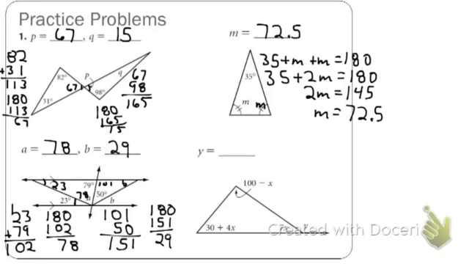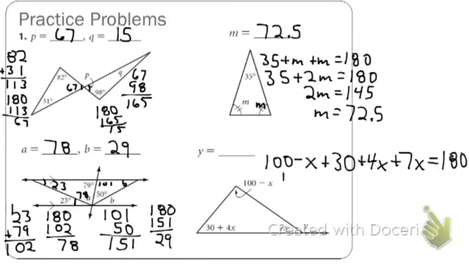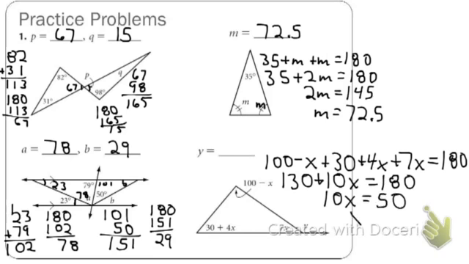Our last one, for the bottom right, we're going to have to solve for x first. So I look at all the x's, they're inside the triangle, so 100 minus x plus 30 plus 4x plus 7x equals 180. So we get 130 plus 10x equals 180. That gives me 10x equals 50. So x is 5.